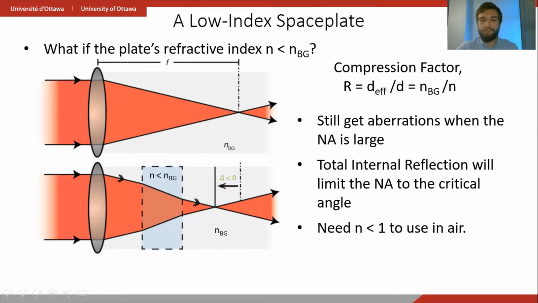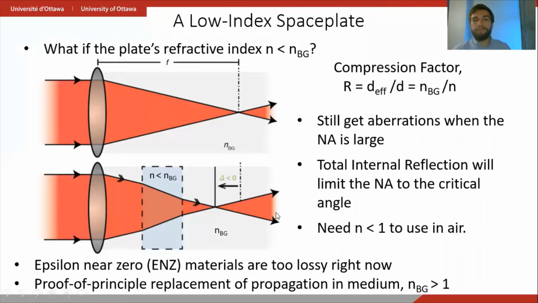for total internal reflection. Now, for the purposes of most imaging systems, the background medium is air, so therefore we would need an index of refraction less than 1. Luckily, there are materials like this called ENZ materials. However, they're prohibitively lossy to be used in imaging systems right now, but just like metalenses, they're improving very rapidly. So for the purposes of this experiment, we're going to use a background medium of an index greater than 1.